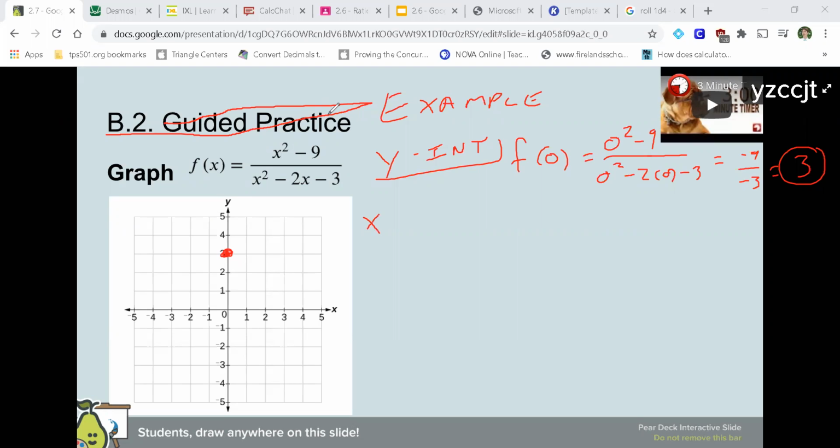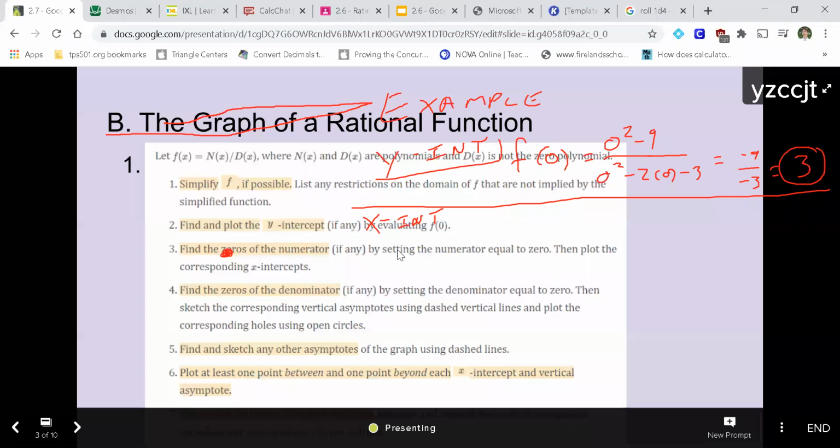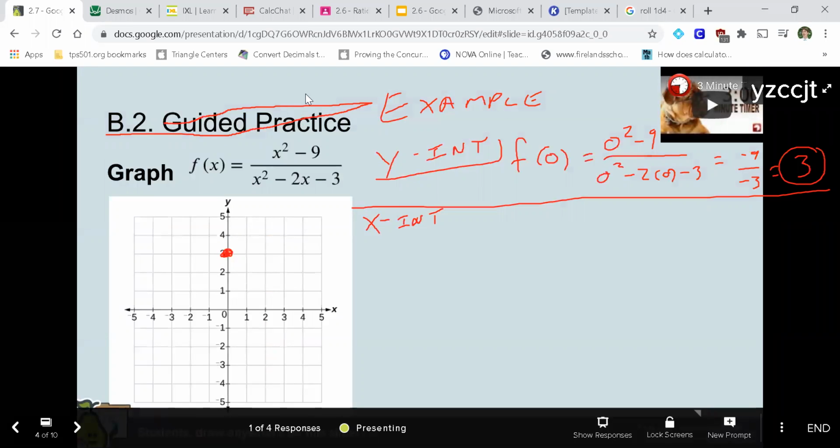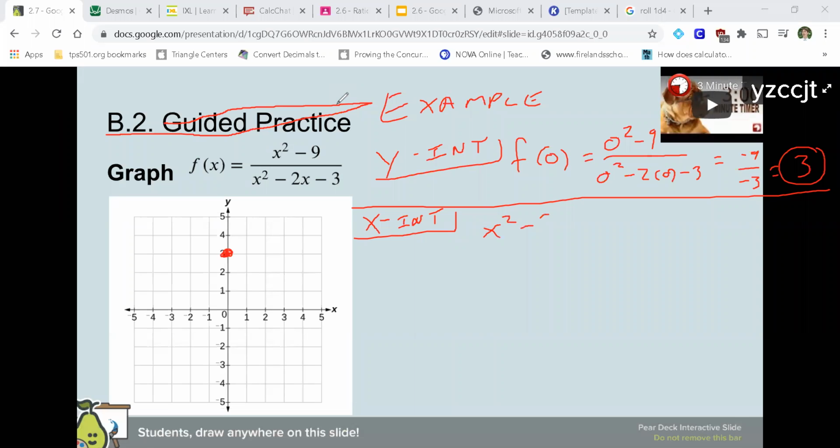Okay, to find my x-intercepts. Again, check your notes. How do you find an x-intercept? You set the numerator equal to 0. So I'm going to write x squared minus 9 equals 0.